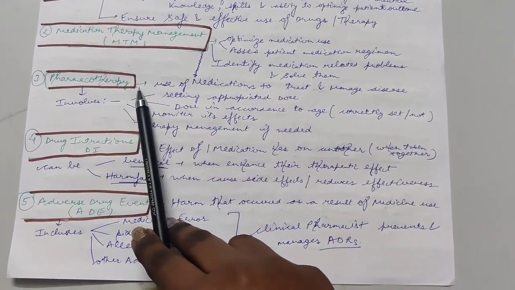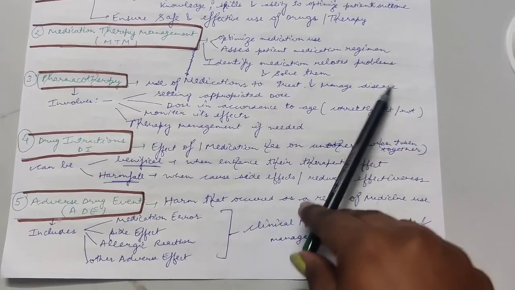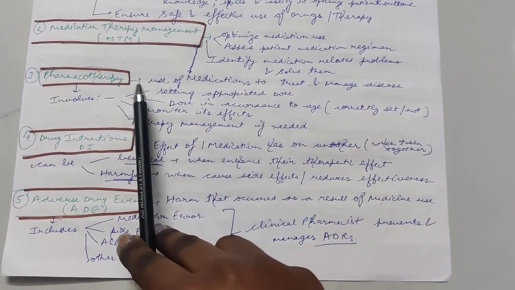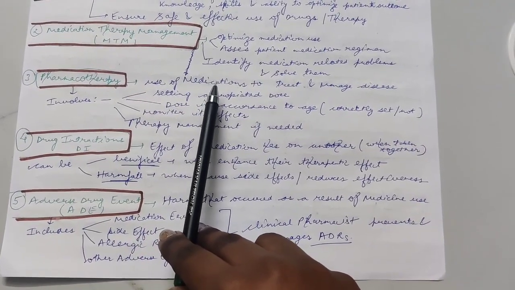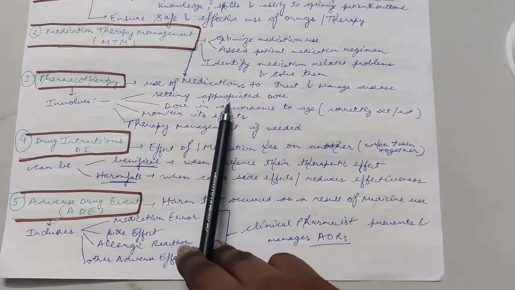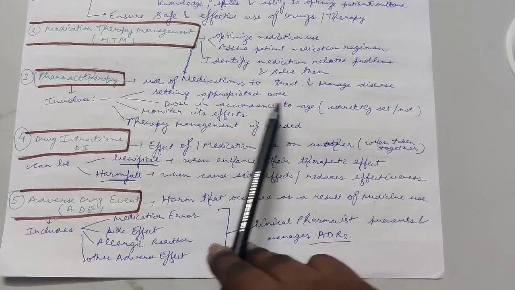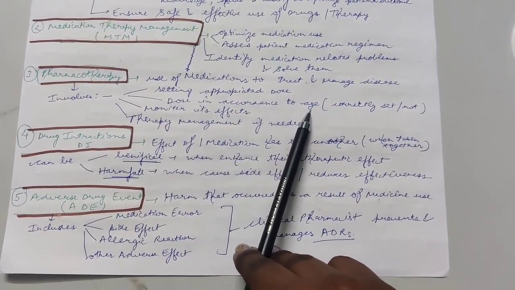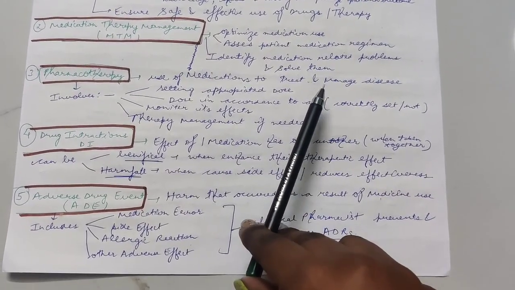Third, pharmacotherapy. It is use of medications to treat and manage the disease. Pharmacotherapy is the treatment plan which is given to the patient. The right medicines should be given to manage the disease. It involves setting appropriate dose, that is the right dose. The dose of the patient should be in accordance with the age. Pediatrics are given low dose.